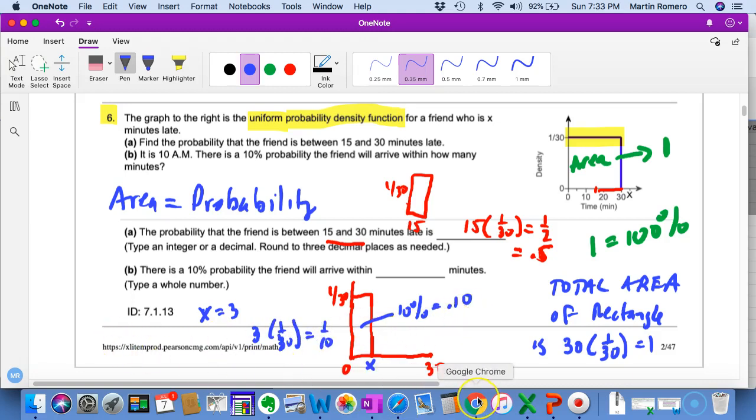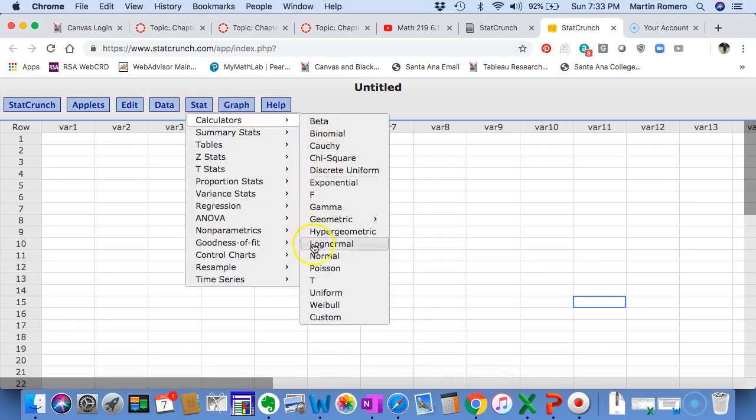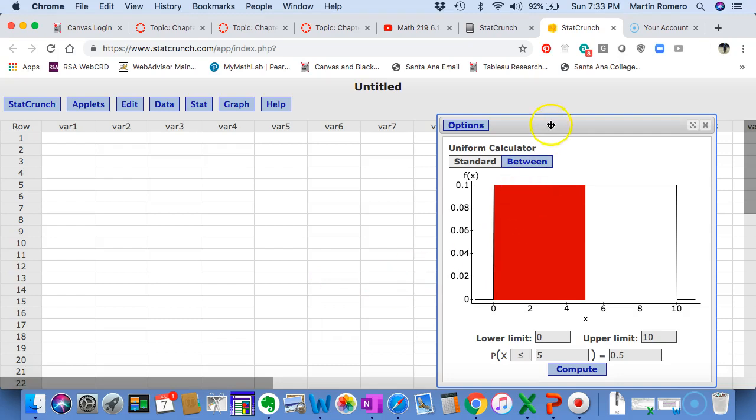We could also do this with StatCrunch. You open StatCrunch, Stat, Calculator, Uniform, and notice what we have here.